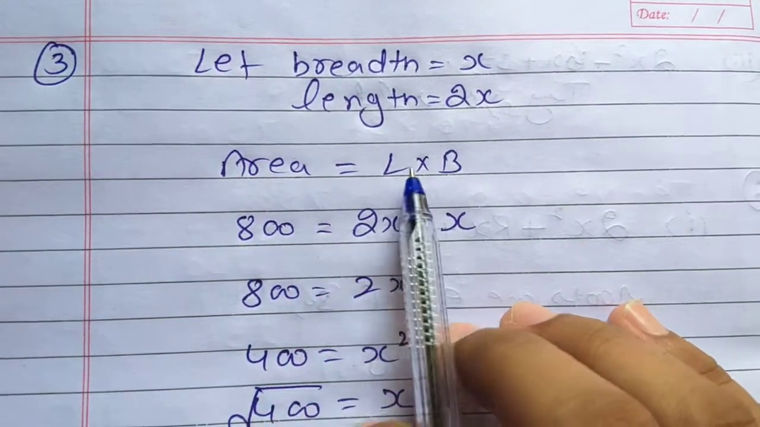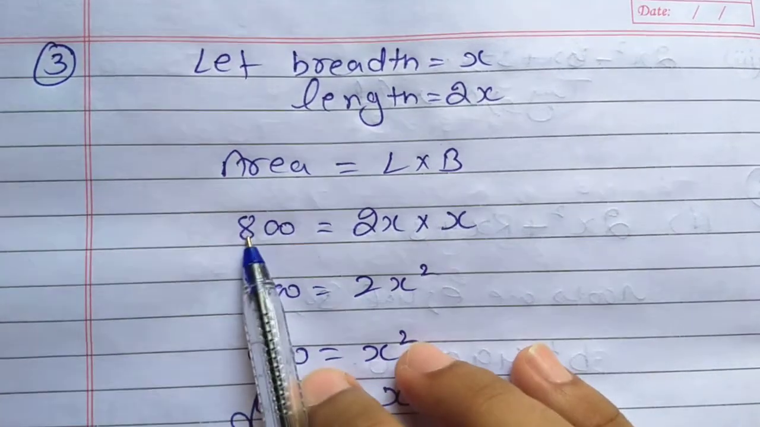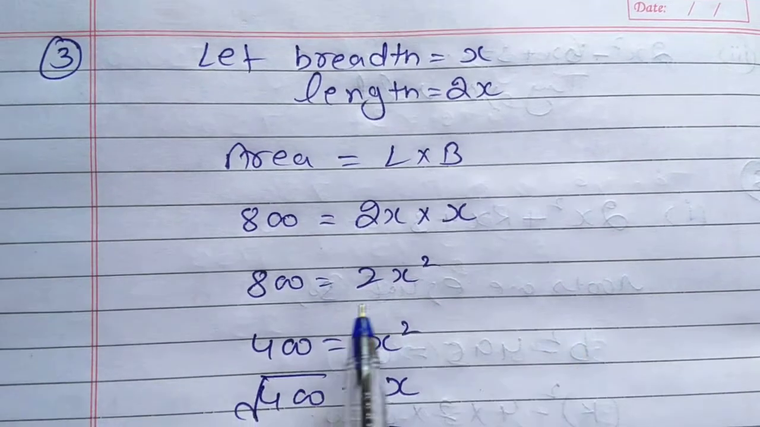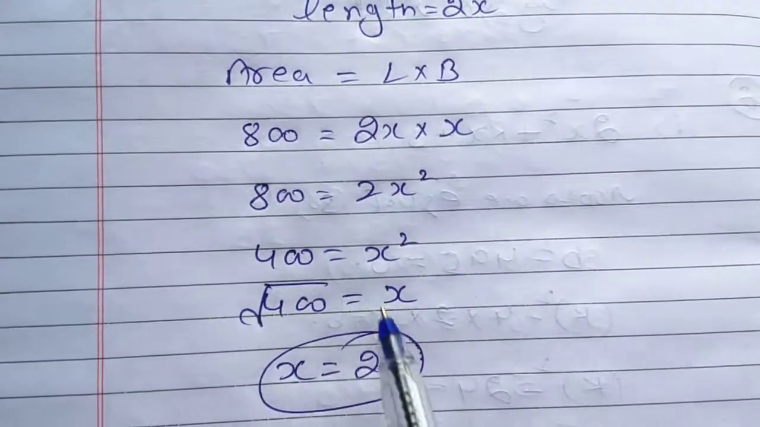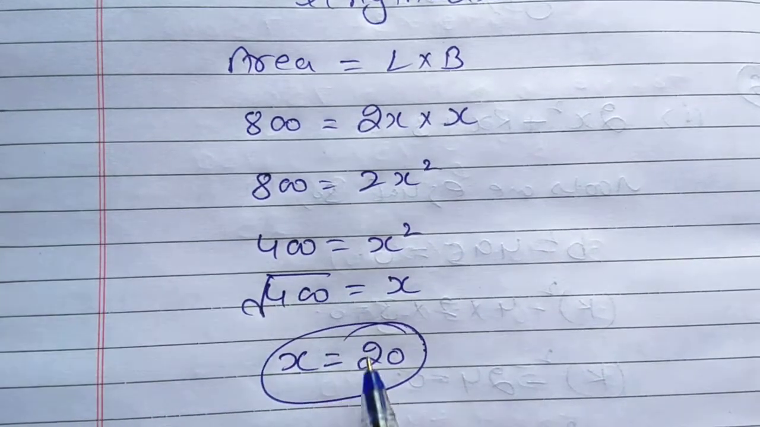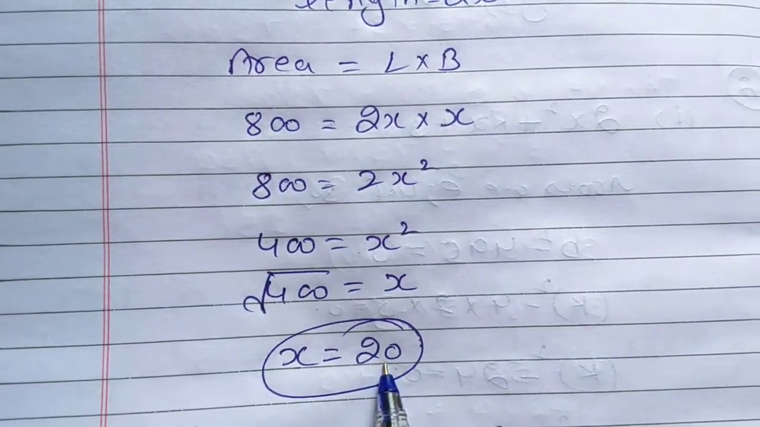Now we are given that area is equal to 800 meters square. So what is the area? That is L into B. So 800 is equal to 2x into x. Multiply, that is 2x square. The 2 cancels with 800, that is equal to 400. x square is 400, so taking the square root, the square root of 400 is 20. So x equals 20.